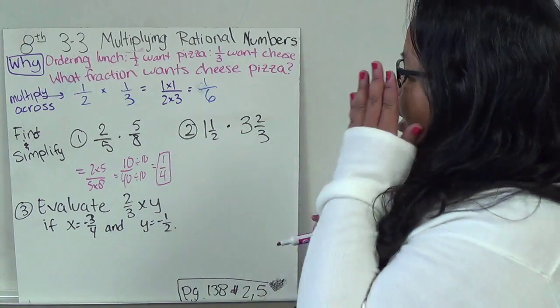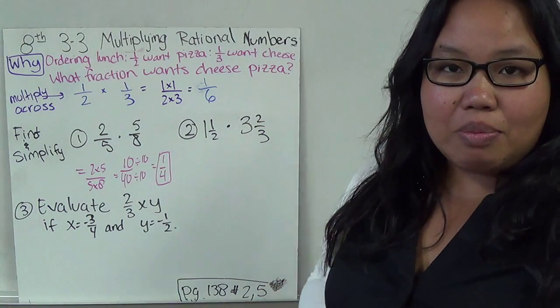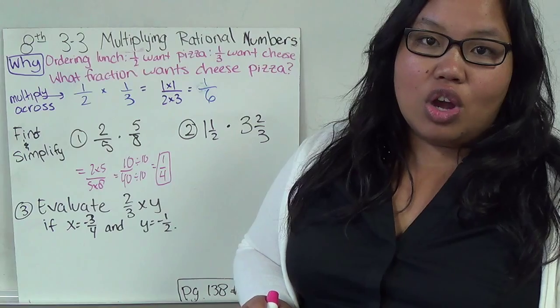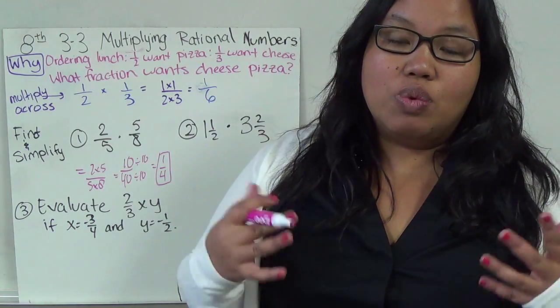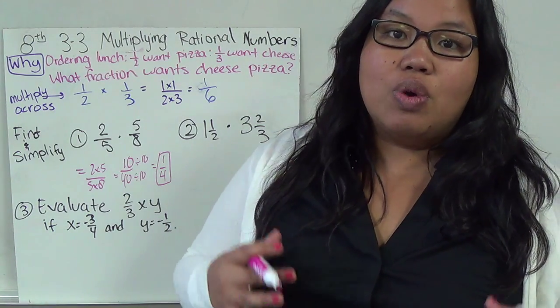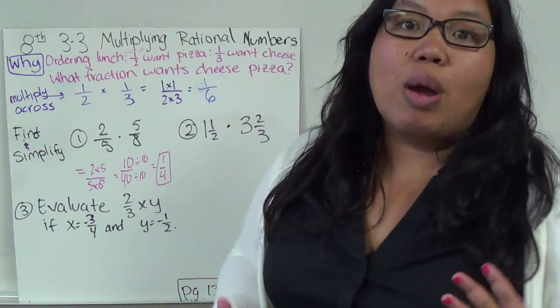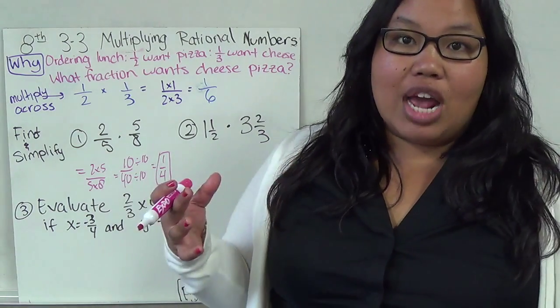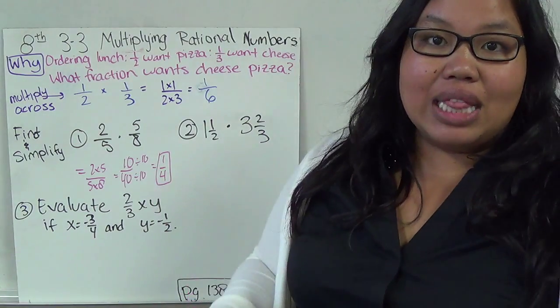Now the next one is not as straightforward because it has mixed numbers. And mixed numbers are not easy to multiply across because you're dealing with wholes. So what you want to do is turn a mixed number into an improper fraction, so you just have one fraction. And remember, we did that a little bit in last section.